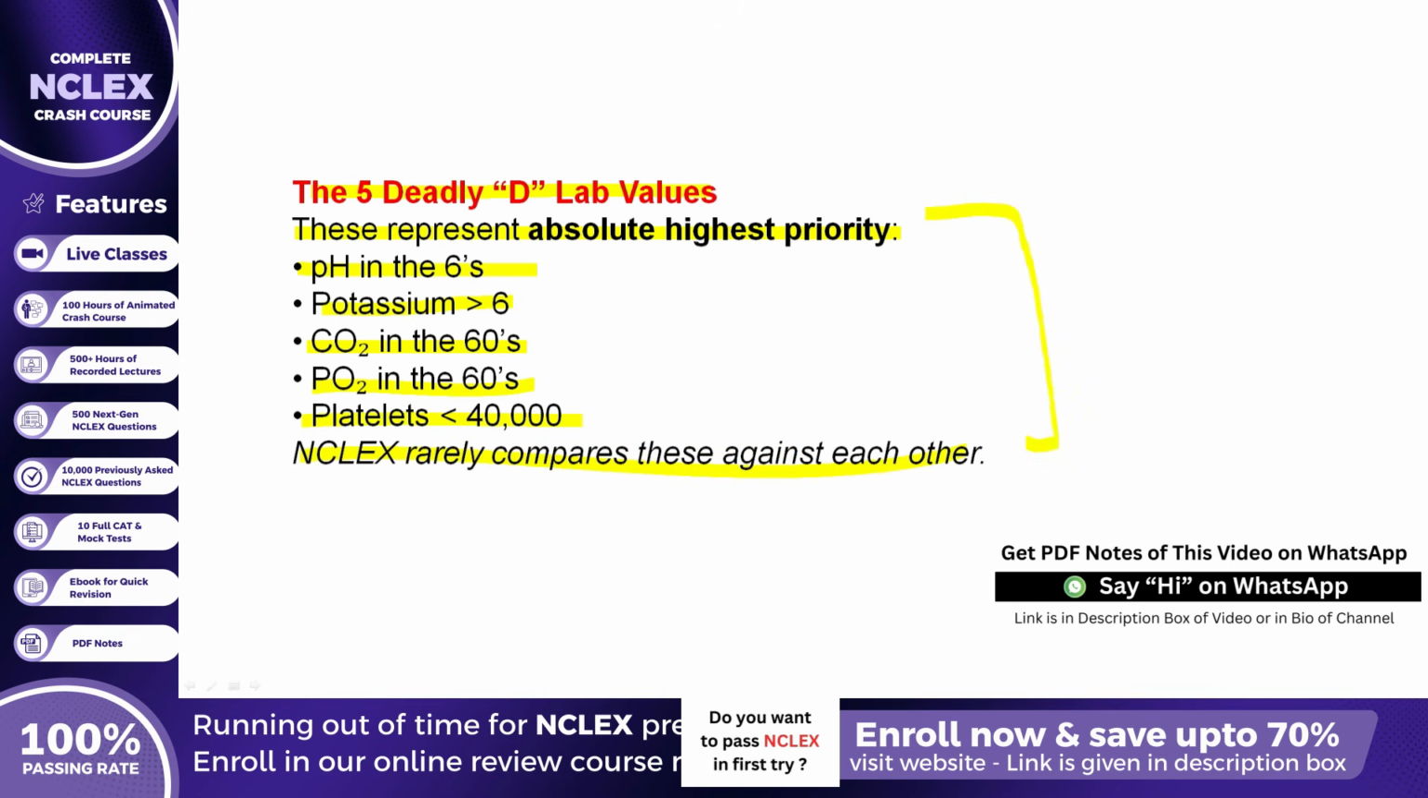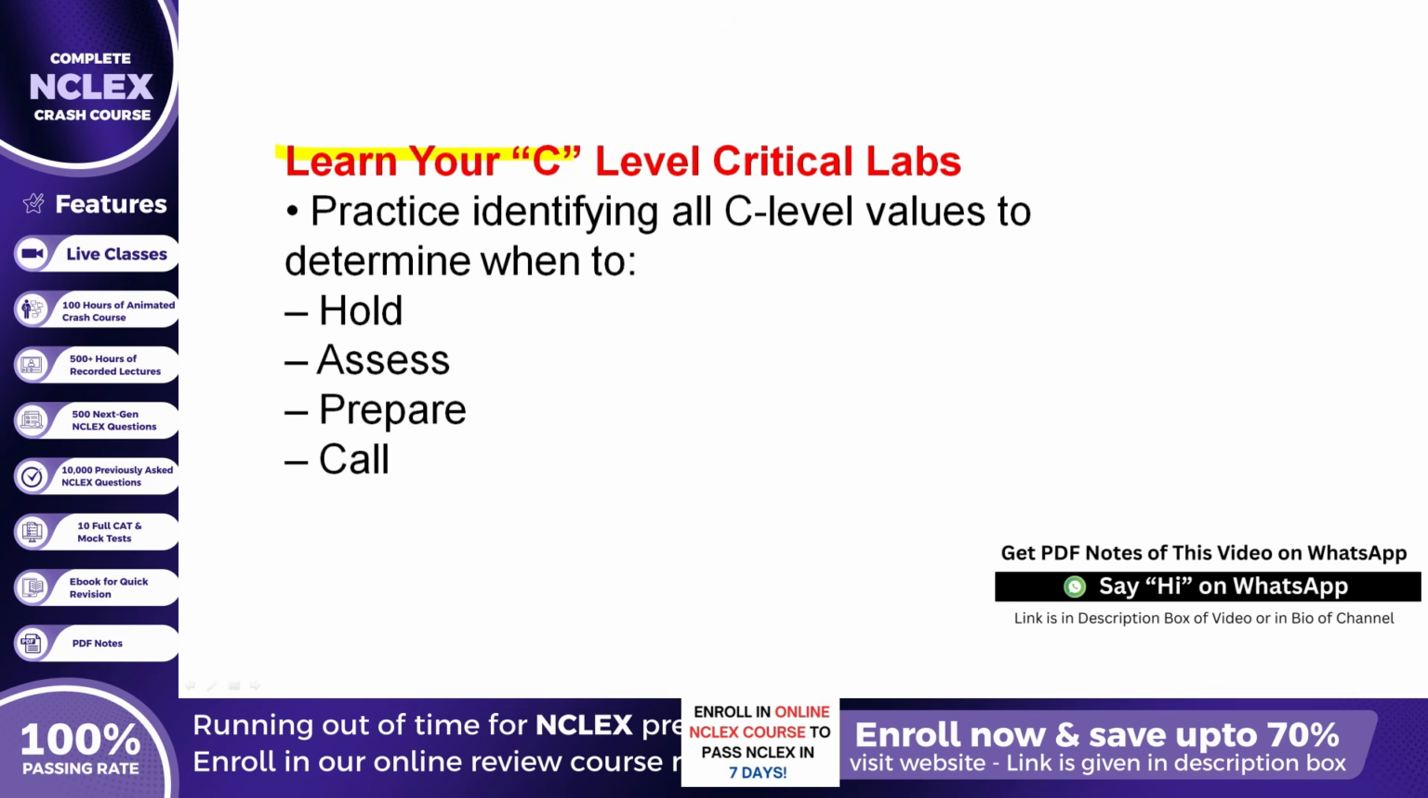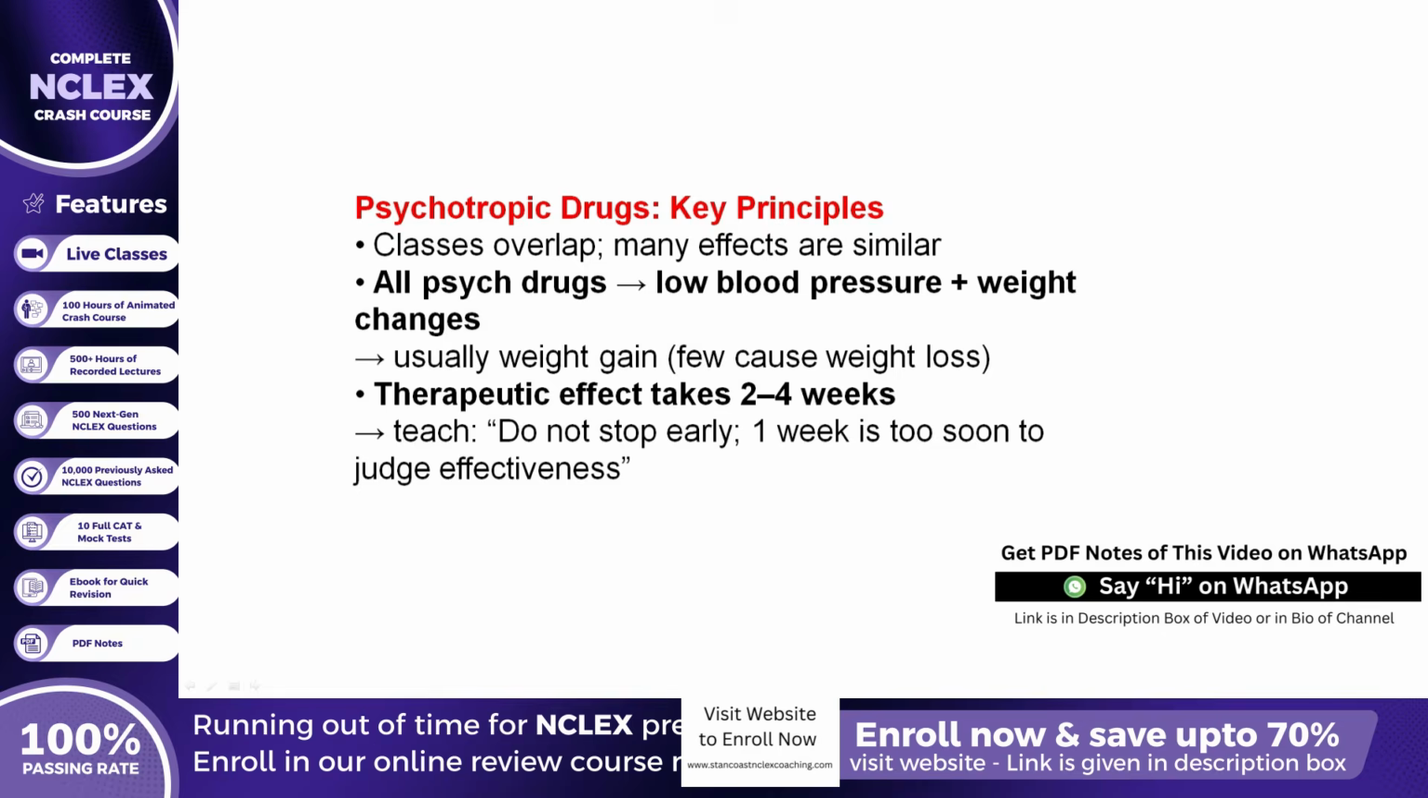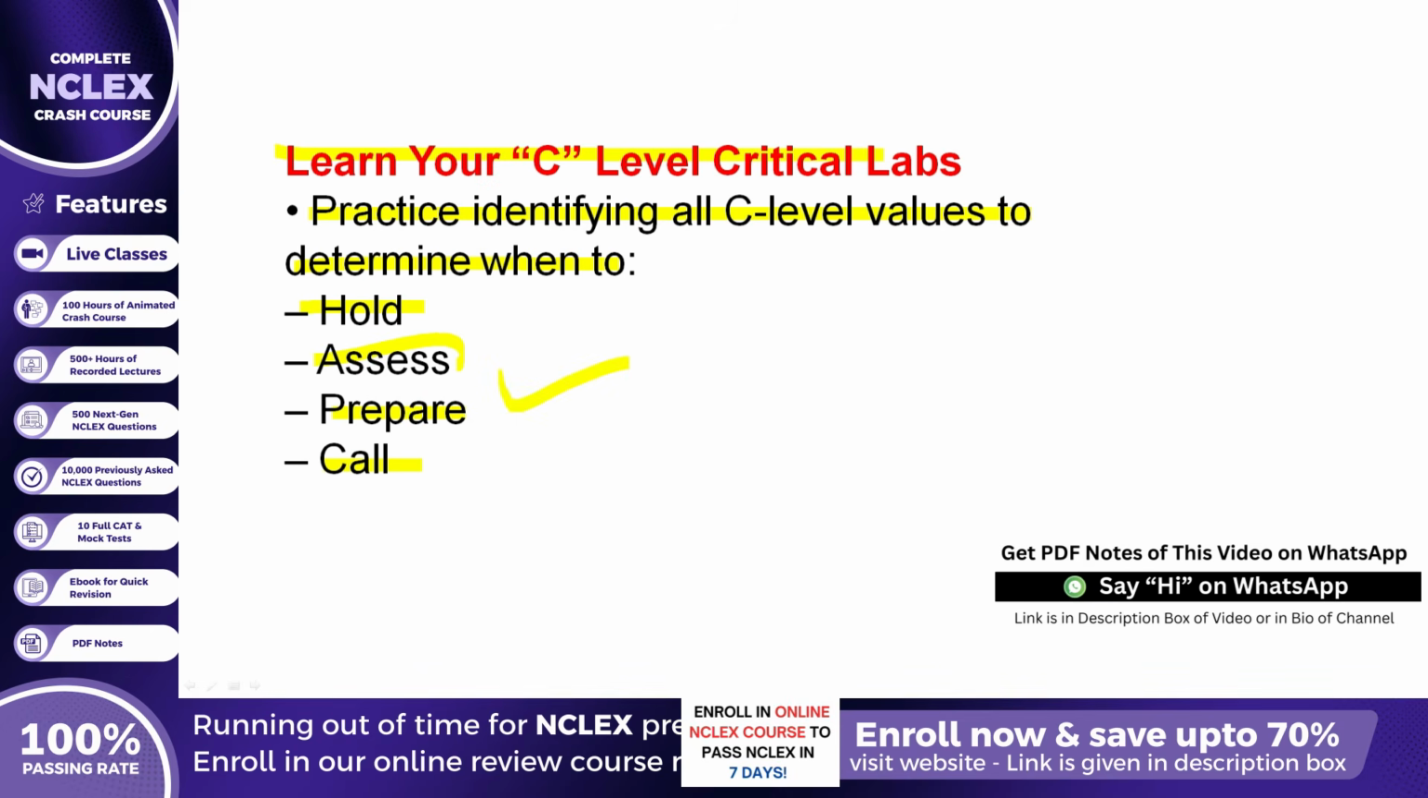As we begin this slide, we focus on learning your C-level critical labs. We start by understanding that you must practice identifying all C-level values to determine when to hold, when to assess, when to prepare, and when to call. Each of these actions follows directly from recognizing that a C-level lab is dangerous, so we simply move through the sequence of hold, assess, prepare, and call in order to respond safely and correctly on the NCLEX.